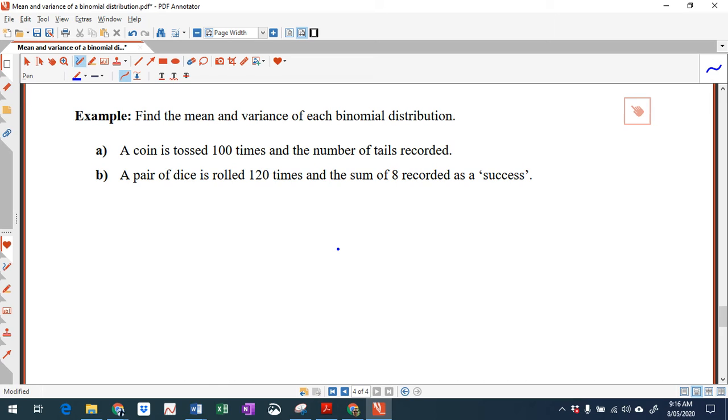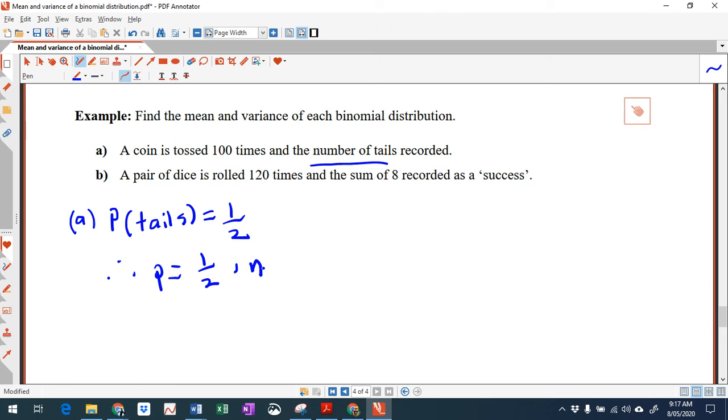Okay, so find the mean and variance of each binomial distribution. Okay, so let's start off with part A. Okay, so for part A, we have the probability. Now, tails is our probability of success that we're looking at. So probability of tails is equal to a half. All right, so that means for our binomial distribution, we're going to look at p is equal to a half. Now, n is the number of Bernoulli trials. It's going to be 100.